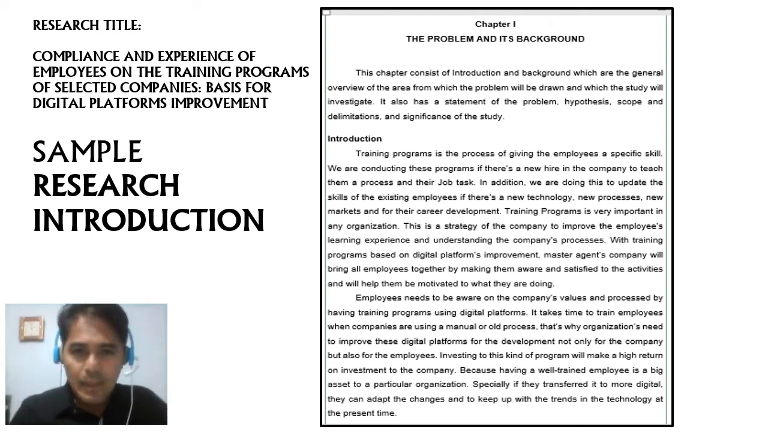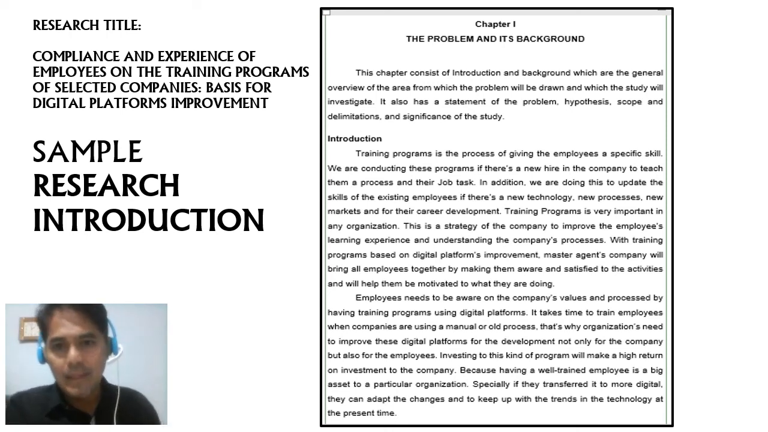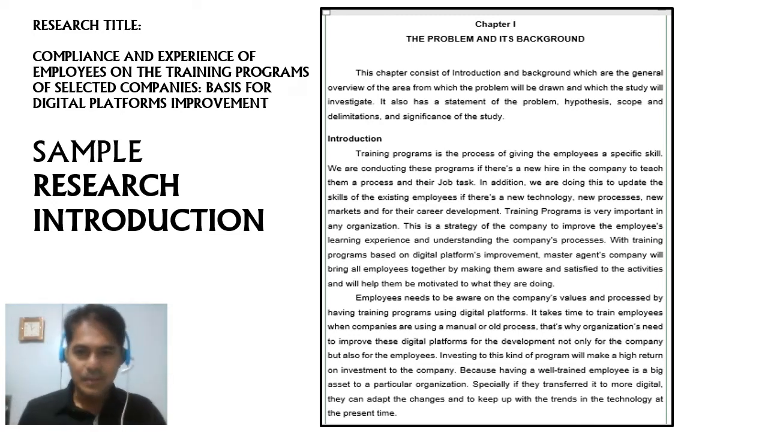Okay? Now here we have an example of an introduction written by my thesis advisee in the Masters in Business Administration sa graduate school po ng University of Caloocan City. Ang pangalan po ng researcher dito is si Miss Ivy Avellanosa. Ito po yung kanyang research title, Compliance and Experience of Employees on the Training Programs of Selected Companies, Basis for Digital Platforms Improvement. Okay? So, nandito po yung kanyang introduction.